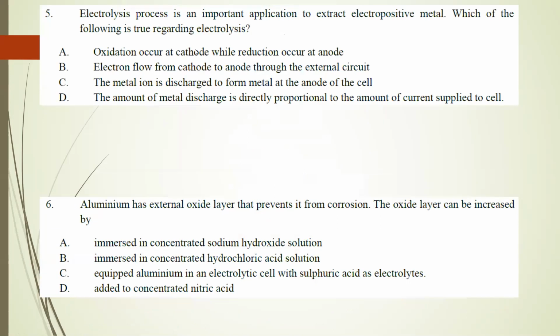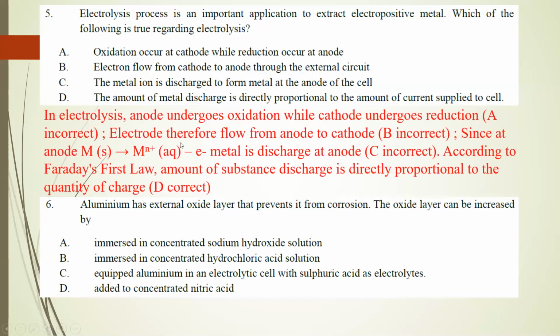Electrolysis is an important application in the extraction of electropositive metal. Which is true regarding the electrolysis process? A. Oxidation occurs at the cathode while reduction occurs at the anode, which is wrong. B. Electron flows from cathode to anode through the external circuit, which is also wrong because electron flows from anode to cathode. C. Metal ion discharges to form metal at the anode of the cell, usually it is the other way around. At the anode, you have metal discharging to give metal ion plus electron. So metal is discharged at the anode, so C is incorrect.